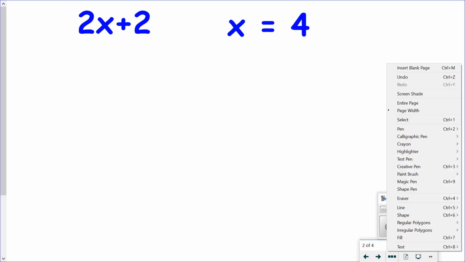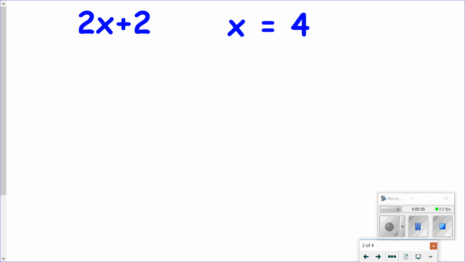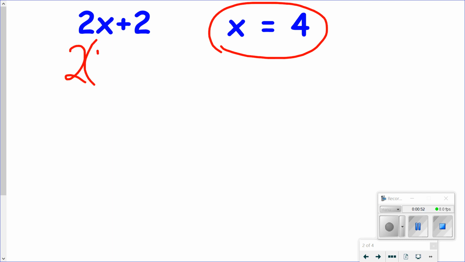So for the example that we have here, we have 2x plus 2. And this is telling us what to substitute. Since this is x equals 4, wherever we see x, we're going to replace it with the number 4. So this now becomes 2 times 4 plus 2. Right here, there's 2x. There's no operation there. They're right next to each other. That shows multiplication. So now once I substitute, I'm going to solve it so I can find out what my answer is going to be.